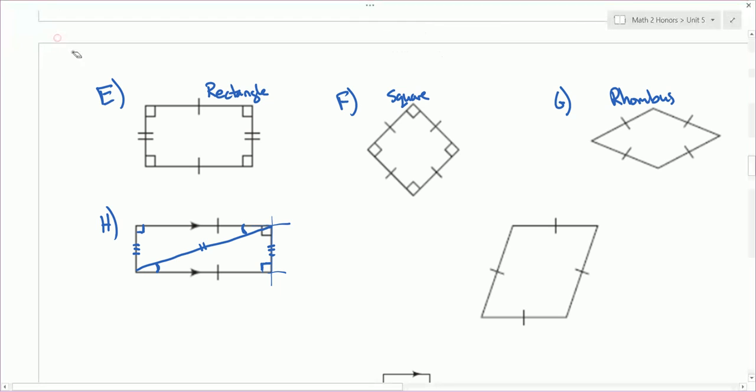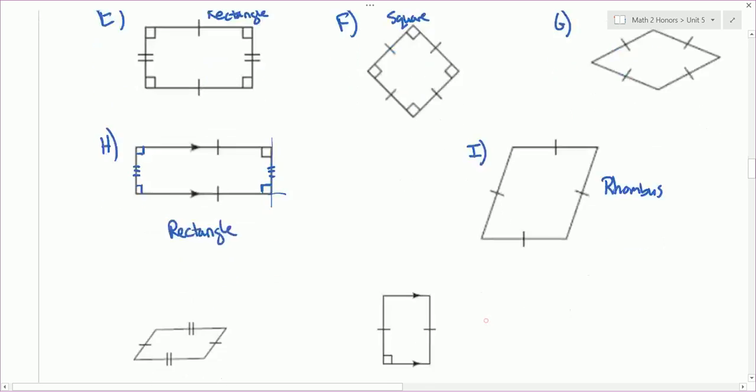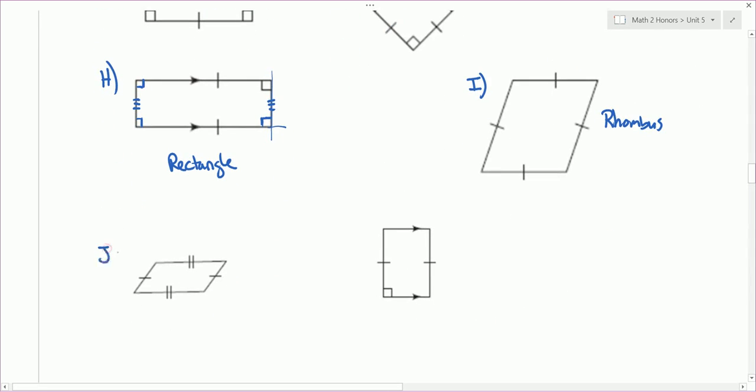And then if I erase the diagonal, I can argue, again, because the top left is 90 degrees, the bottom left has to be 90 degrees because same side interior add up to 180. So we now have a rectangle. A little bit of work to get that one. Next one is a rhombus. Let's call this J.